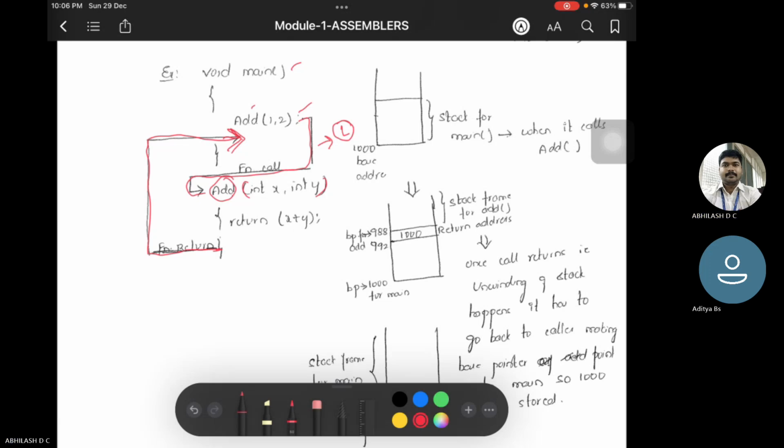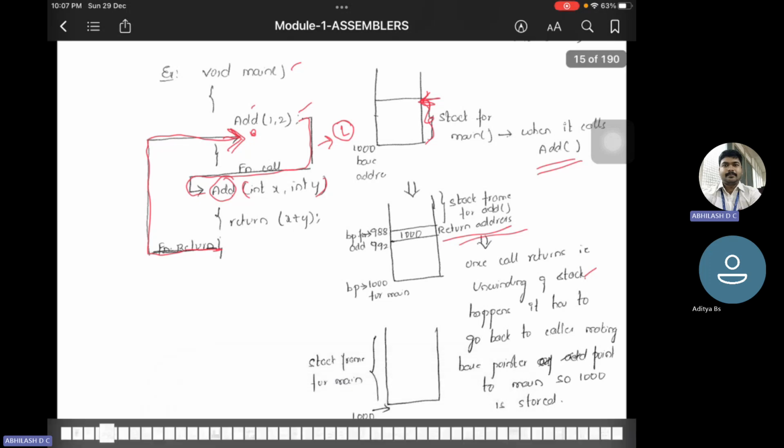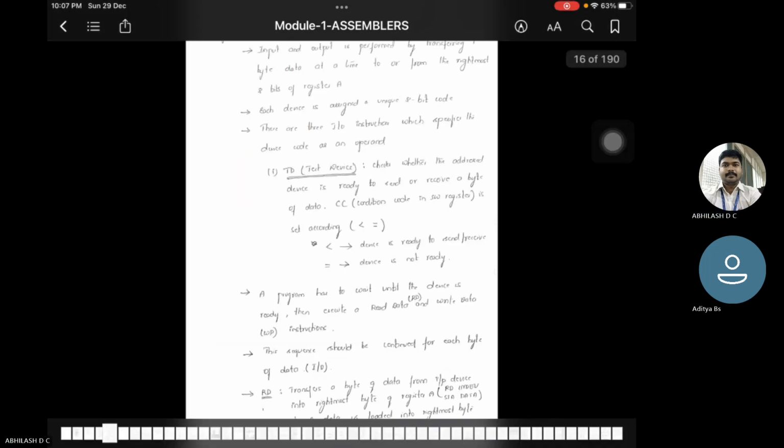Mainly the linkage will be stored in the stack. The top of the stack will be saved, and when you call the add method, the next executable address will be pushed into the stack. Once it is done and the return is performed, the stack knows how to go back to the caller. It will just pop the contents so that the value will be the last address where it has to move, right?